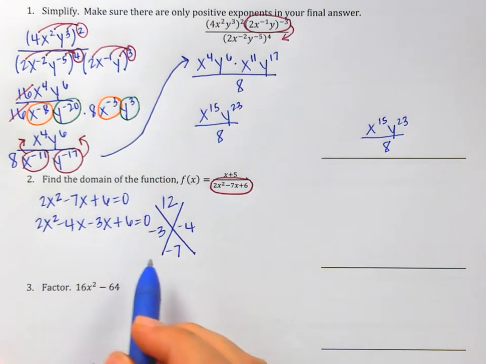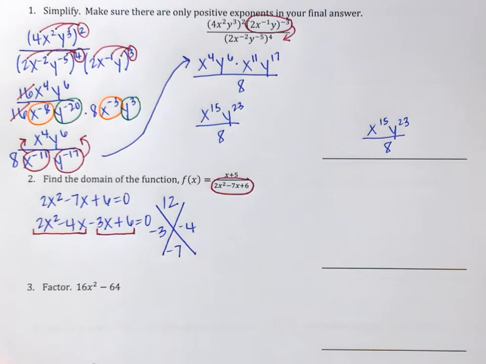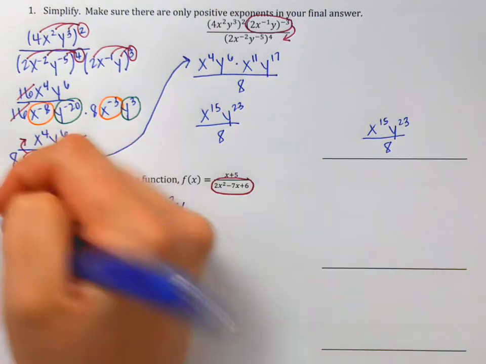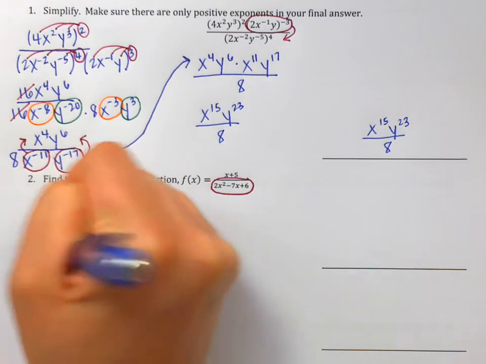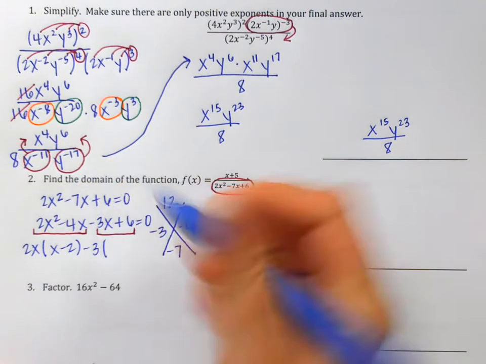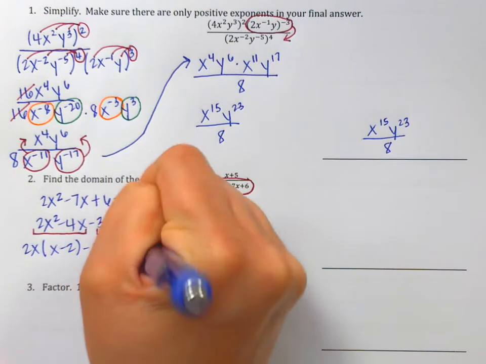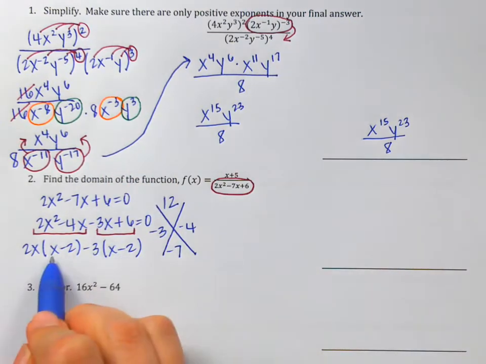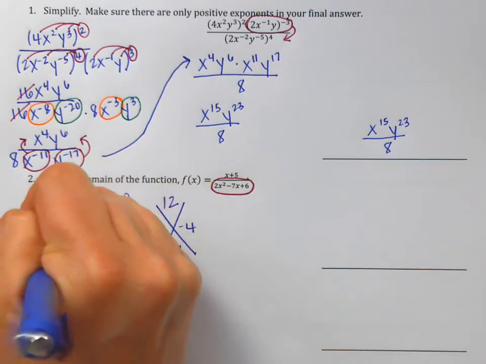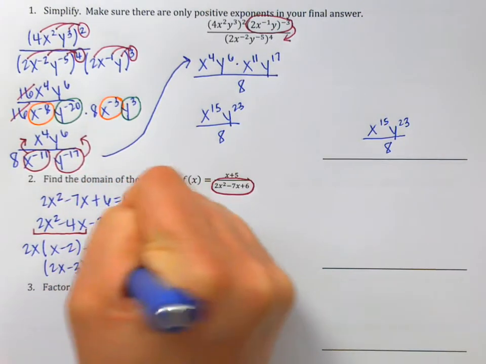And now that I have 4 terms, I can factor by grouping. I look at the first 2 terms and then at the last 2 terms. So 2x squared minus 4x, I can factor out a 2x, and I'm left with x minus 2. Negative 3x plus 6, I can factor out a negative 3. Negative 3x divided by negative 3 is x, and 6 divided by negative 3 is negative 2. Are these the same? They are. They have to be, or I've done something wrong. So now my final factored answer is 2x minus 3 times x minus 2.